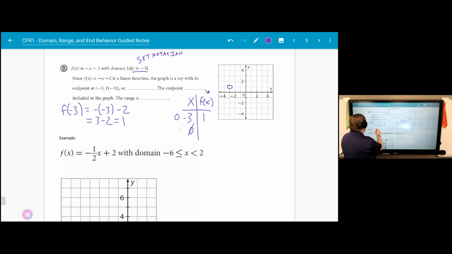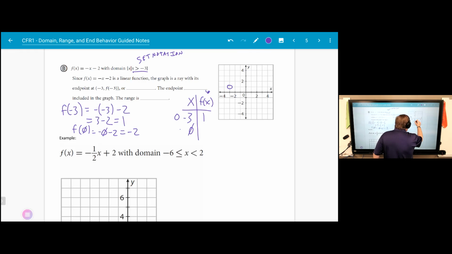If x is 0, the value of the function when x is 0 is negative 0 minus 2. Well, negative 0 is 0. 0 minus 2 is negative 2. So I'm going to go through this point right there. So I'm going to take and draw through this point, and I put an arrow at the end because it's a ray.